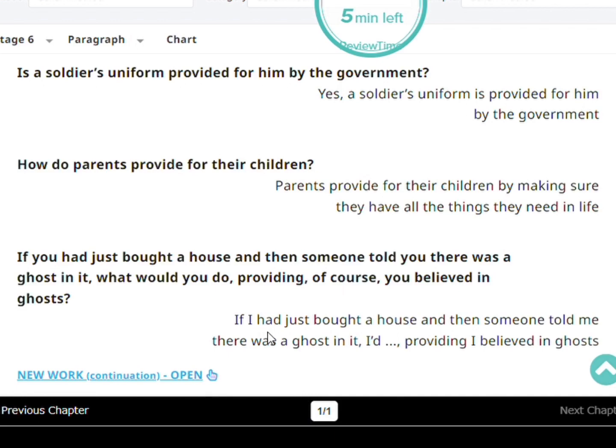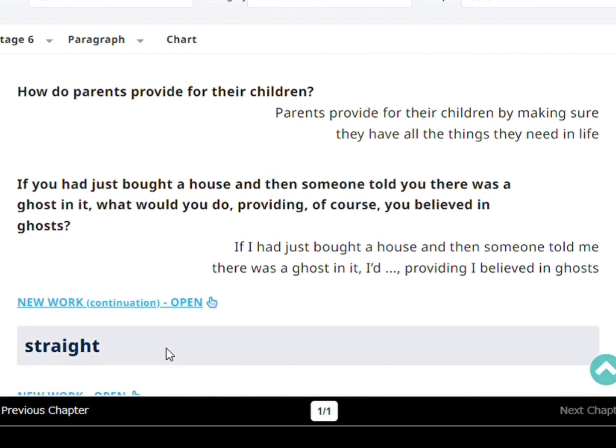How do parents provide for their children? Parents provide for their children by making sure they have all the things they need in life. Very good.